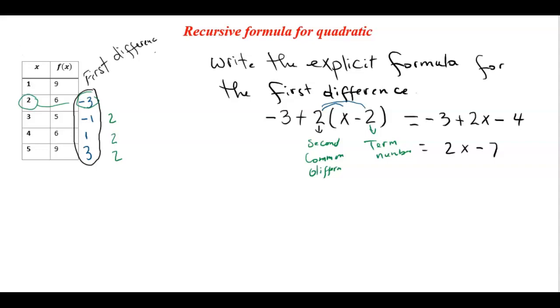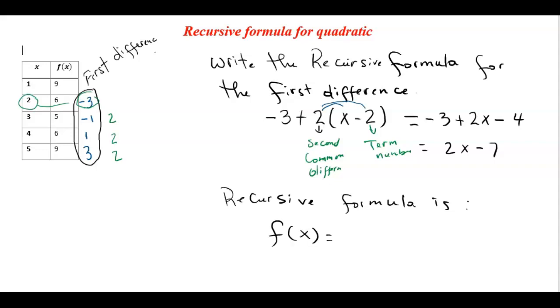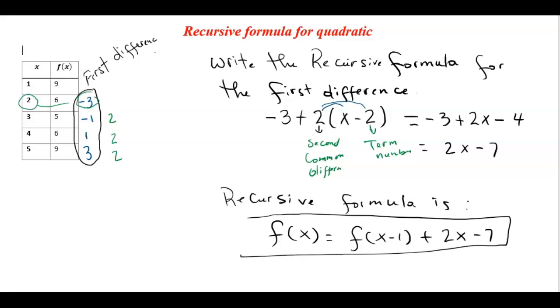So now when you write out your recursive formula, the recursive formula is f of x equals f of x minus 1 plus 2x minus 7. Okay, so that's the second example. We're gonna do another one.